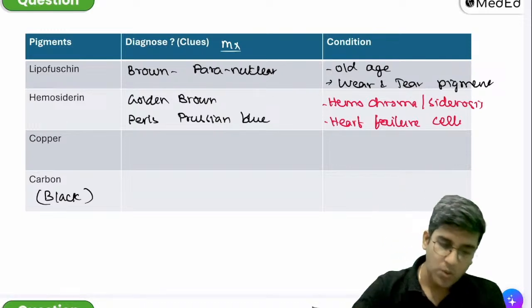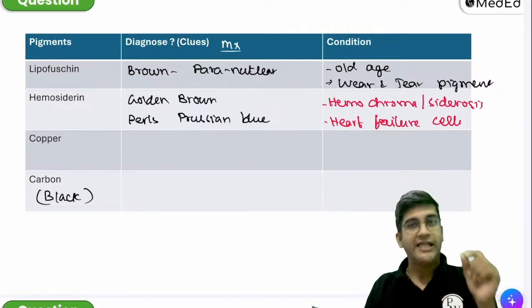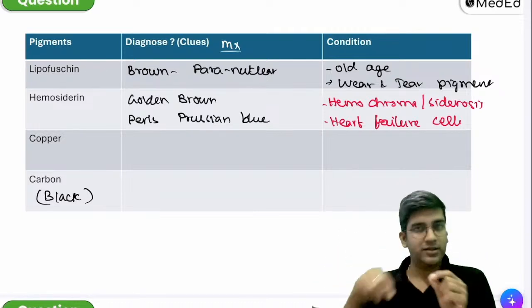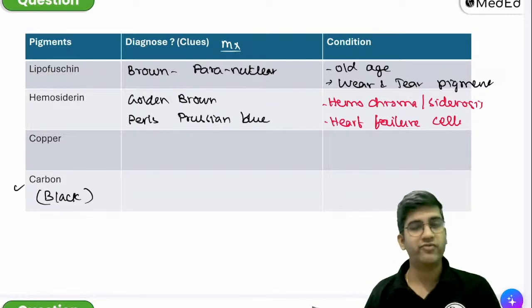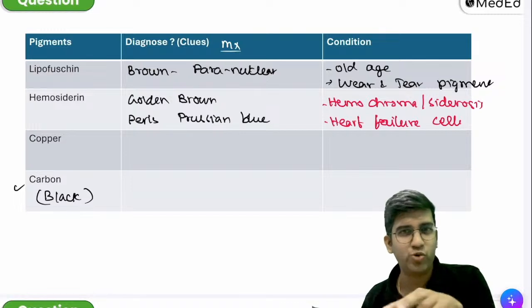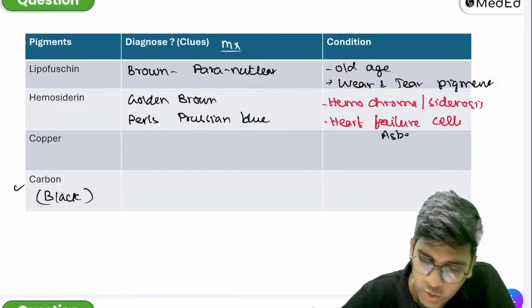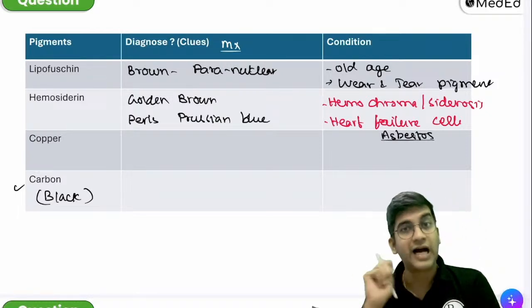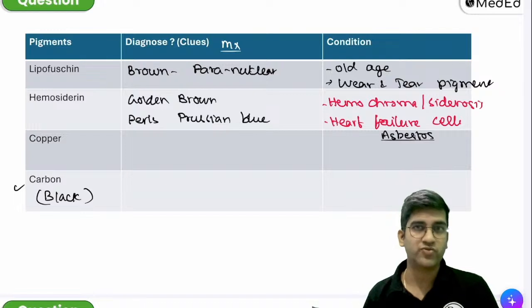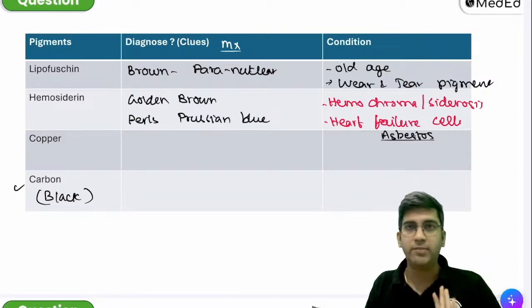Heart failure cells, right? One more thing, if I give the same history, hemosiderin deposit in the lung, but as a fiber. Which pneumoconiosis will have the hemosiderin fiber? It has one more name, ferruginous body. Which is that? Asbestosis, right? So the asbestos or the ferruginous body will have iron getting deposited over the asbestos fiber, right? It's all iron. Brown color in microscopy, do a Pearl's Prussian blue, it will be positive, right?